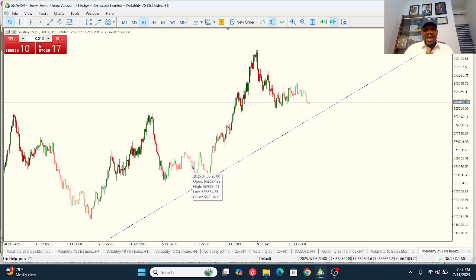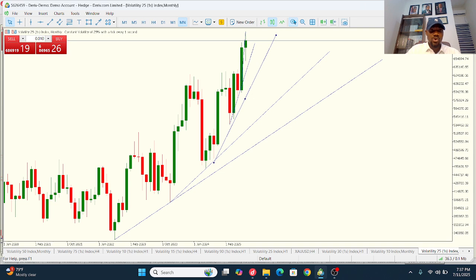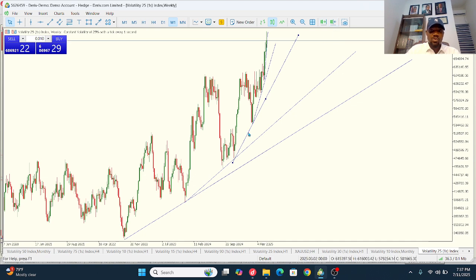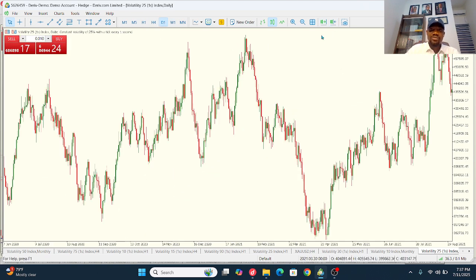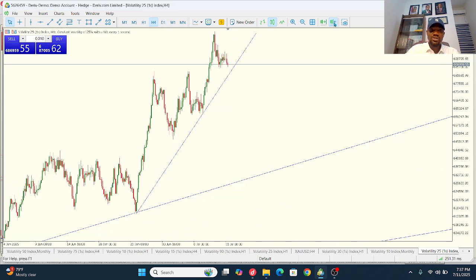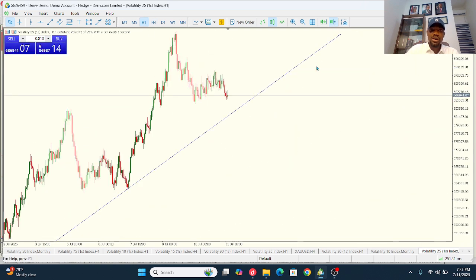So now our bias in this market is a buy. This is a bullish market all the way from the monthly time frame. Our trend line from the monthly time frame was bullish. We got to the weekly time frame. Our trend line was still bullish. Daily time frame still telling us bullish. H4 still telling us bullish, and H1 also telling us bullish.